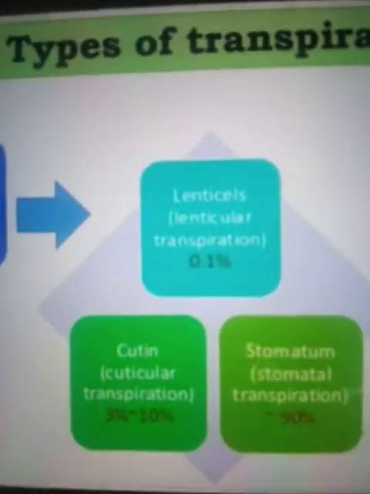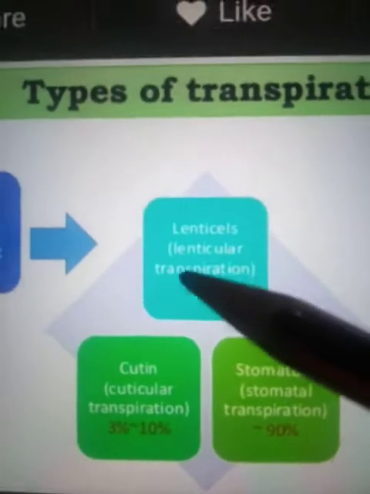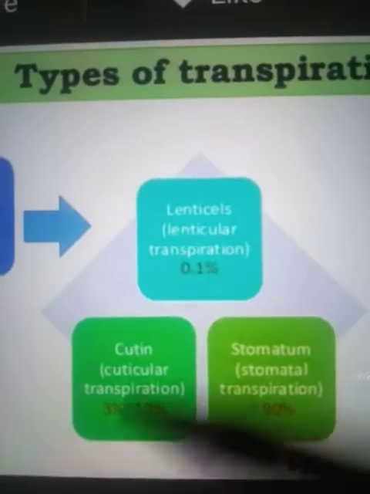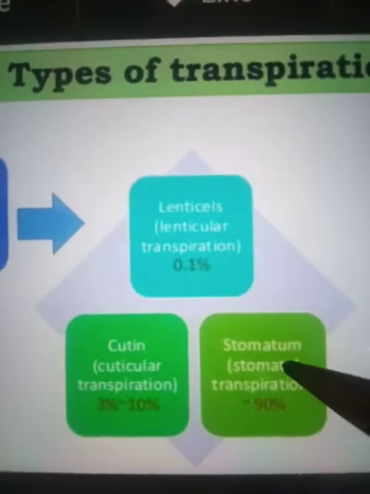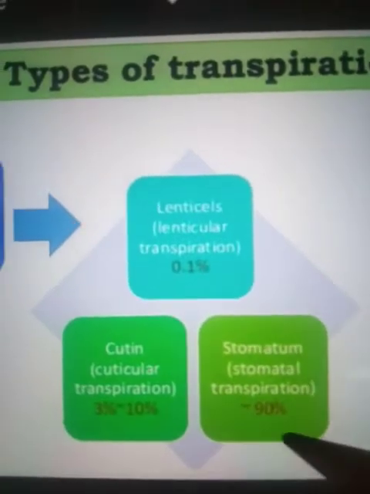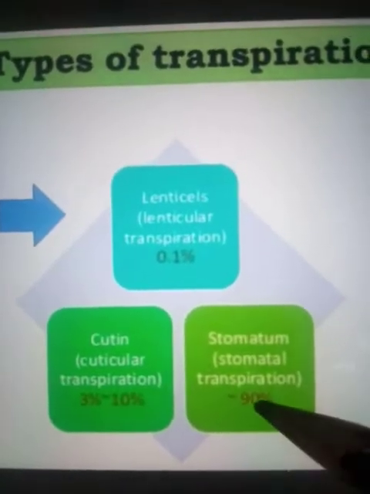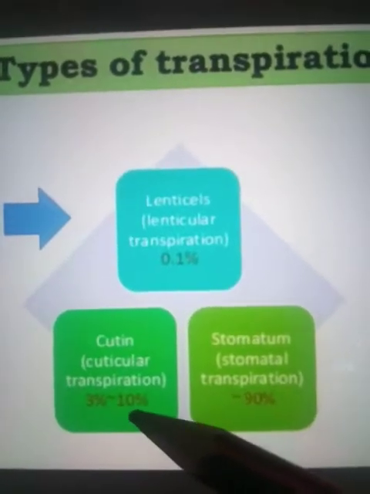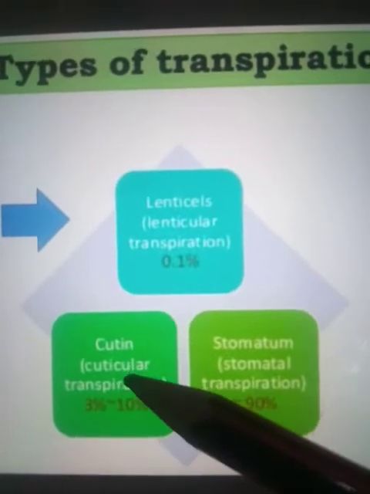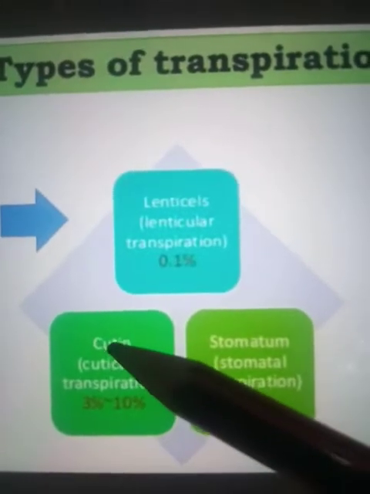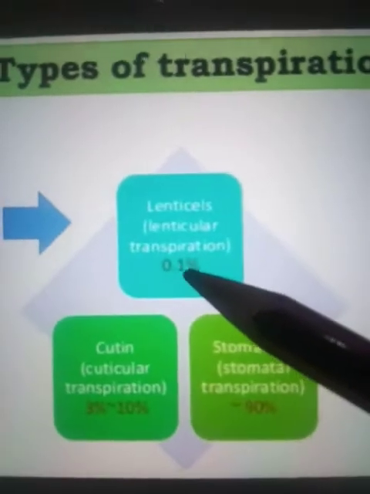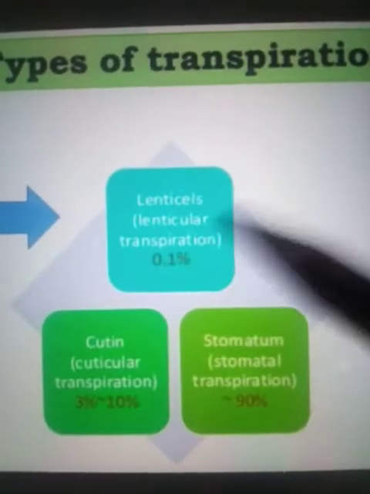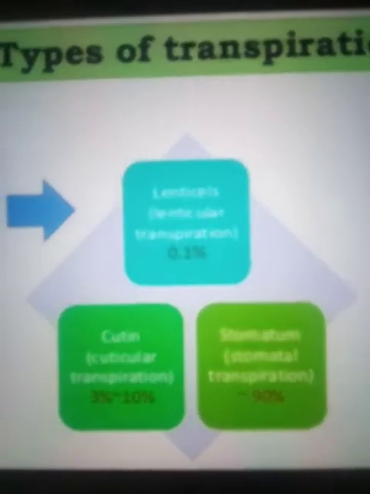Now let us see how many types of transpiration are present. There are 3 types of transpiration present: lenticular, cuticular, and stomatal transpiration. Out of these 3, the major transpiration occurs through the stomata, which is known as the stomatal transpiration, and 3 to 10% is contributed by the cuticular transpiration, which is through the cuticle, and 0.1% is contributed by the lenticular transpiration, that is through the lenticels. Now let us study this in detail.